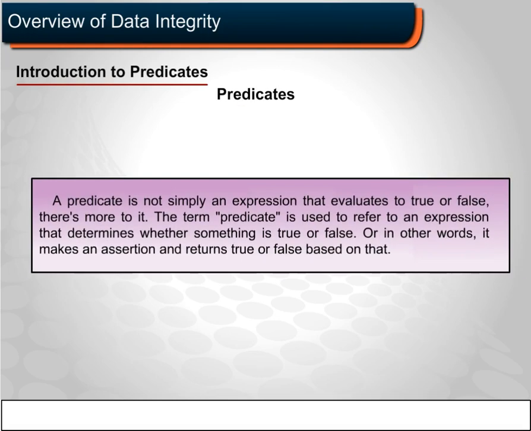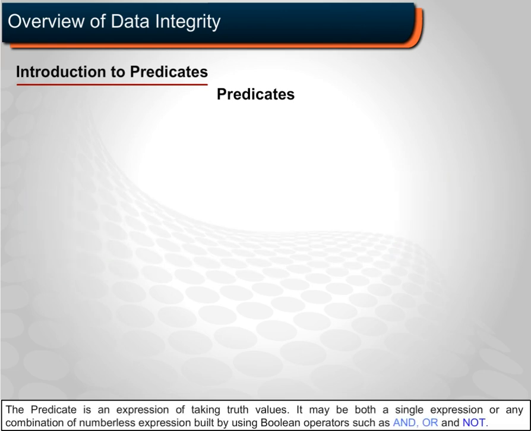A predicate is not simply an expression that evaluates to true or false. There is more to it. The term predicate is used to refer to an expression that determines whether something is true or false, or in other words, it makes an assertion and returns true or false based on that. The predicate is an expression taking truth values.